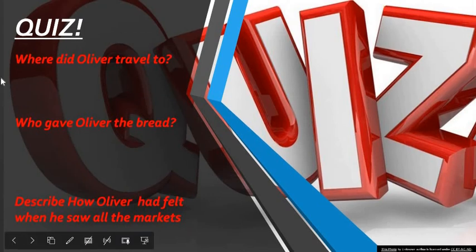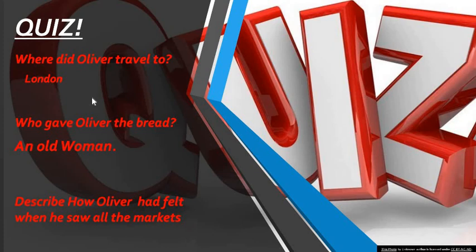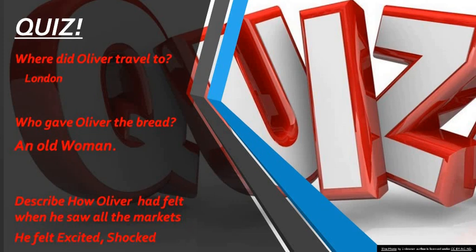Okay, so now the answers are coming up. Where did he travel to? London. I'm so sorry I didn't write in full sentences, but you should say Oliver Twist had travelled to London. Who gave Oliver the bread? An old woman. So Oliver Twist received the bread from the old woman. If you got these wrong, make sure you write the answers down. Describe how Oliver had felt when he saw all the markets. He felt excited and shocked because of all the markets and all the food he'd seen in his entire life. So this is the end of this video.